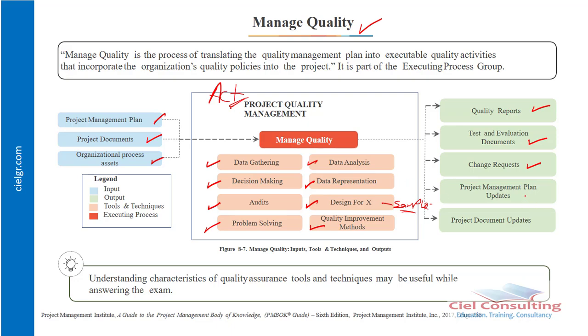And then don't forget that if we do a change request, maybe because we notice that there are certain things that need to be modified in this project in order to enable us to constantly meet the quality expectation, then we may now need to go back and update the documents, including the project management plan and any other project document that may be affected.